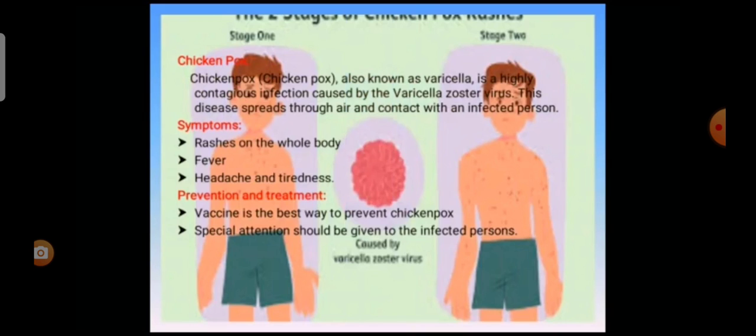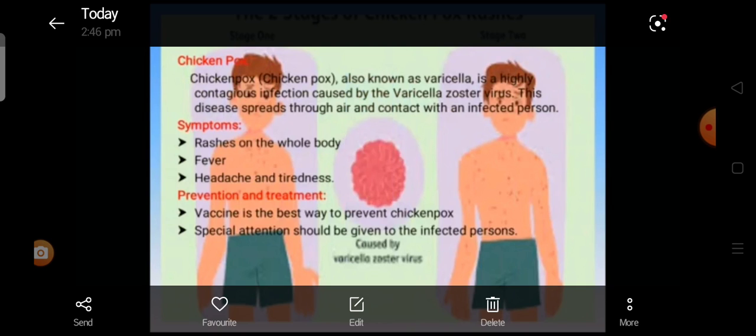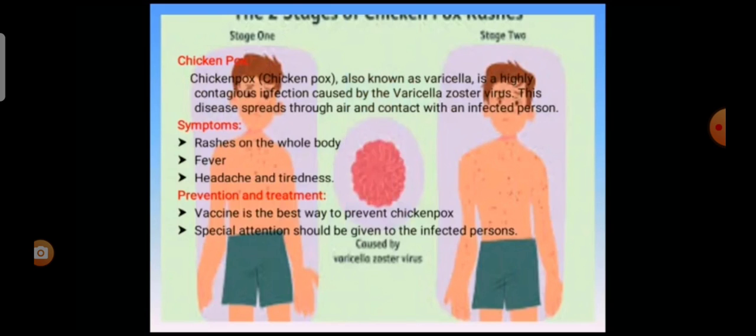Now we see about the chickenpox. Chickenpox, also known as varicella, is a highly contagious infection that is caused by the varicella zoster virus. This disease spreads through the air and contact with the infected person. Symptoms for chickenpox are rashes on the whole body, fever, headache, and tiredness. Now we see prevention and treatment for chickenpox. Vaccination is the best way to prevent chickenpox. Special attention should be given to infected persons.